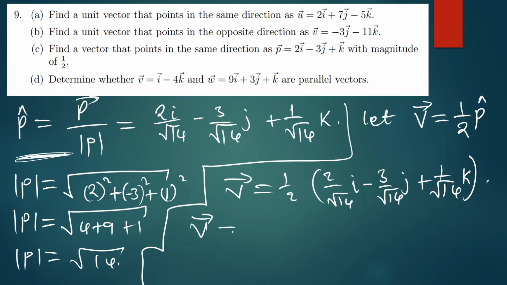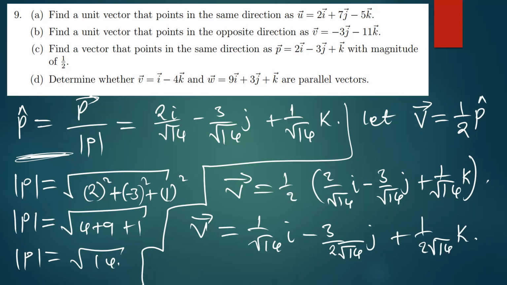So this vector will therefore be equal to, when you multiply half times that, 1 over the root of 14 i. When you multiply half times 3 over the root of 14, the answer is negative 3 over 2 root 14, and we have j there. Then we multiply half times 1, and we get 1 over 2 root 14.